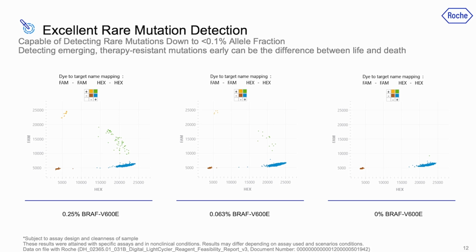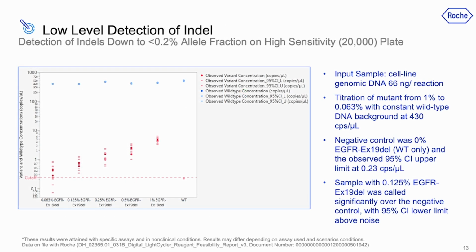Which is again depicted by this center plot right here when compared to the wild type. So again, very nice capability, based on the attributes that are built into the system, to have really low detection of rare mutants. I also want to indicate, in addition to the rare mutant detection capability, the digital LightCycler system is also very well attuned to detecting indels, and that's insertions, deletions, down to less than 0.2% allele fraction. So kind of walking you through that.